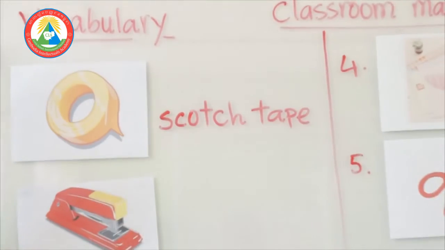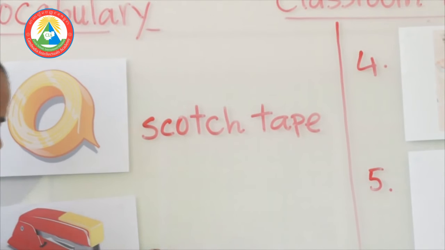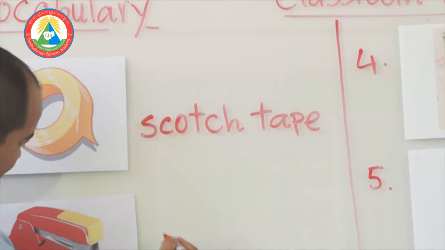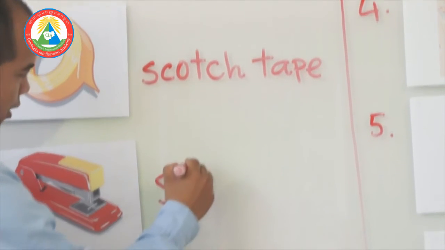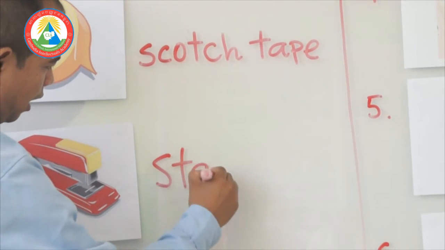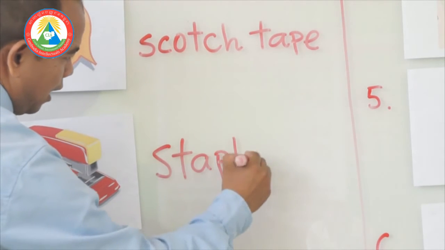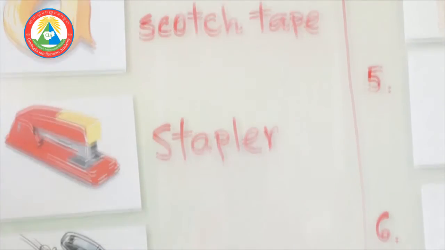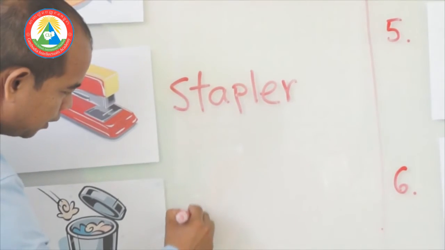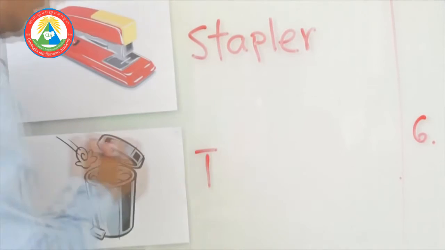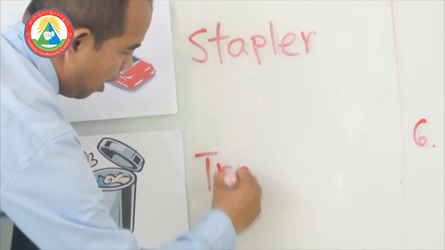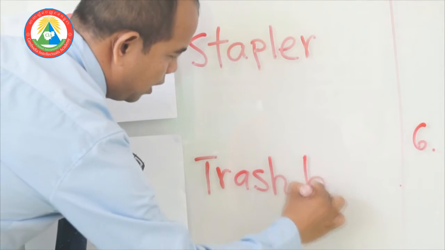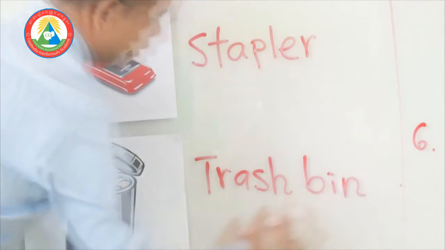Scotch tape. Stapler. The word stapler begins with letter S and then T A P L E R. Stapler. Trash bin: T R A S H B I N. Trash bin.